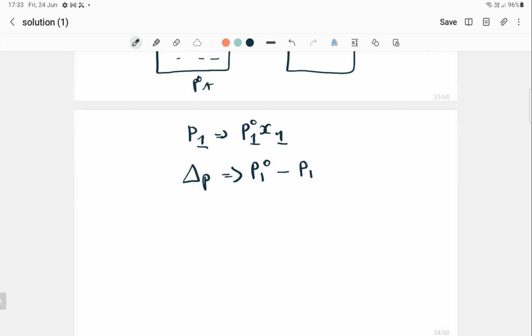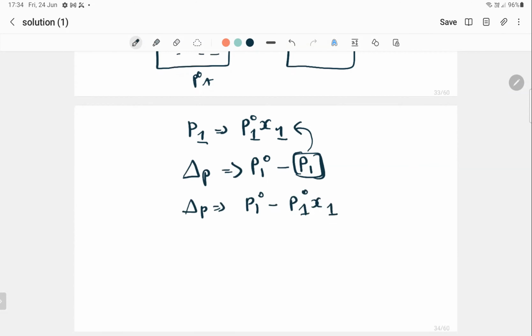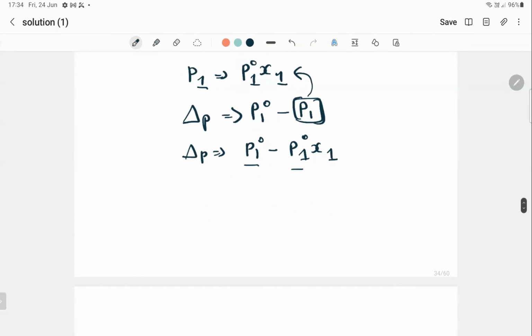So in this P1 we can substitute the above equation. So delta P is equal to P1 naught minus, for this P1 we can substitute P1 naught into X1. Clear with this? So now see, P1 naught is present as a common term in both the things. So remove that thing. Delta P is equal to P1 naught into 1 minus X1. Clear with this one now?